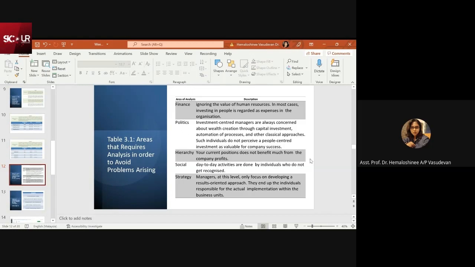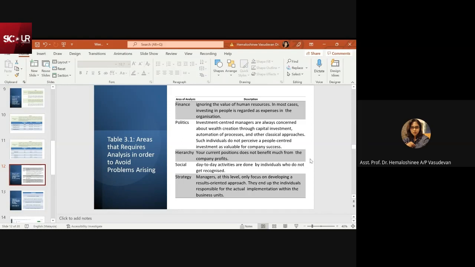So if you look into the areas that require analysis in order to avoid problems arising, you can see the area of analysis: finance, politics, hierarchy, social strategy. So the descriptions, everything is here. I don't need to explain what is finance, what is politics, all that. So if you have any questions. So here they put a request analysis in order to avoid problems arising.